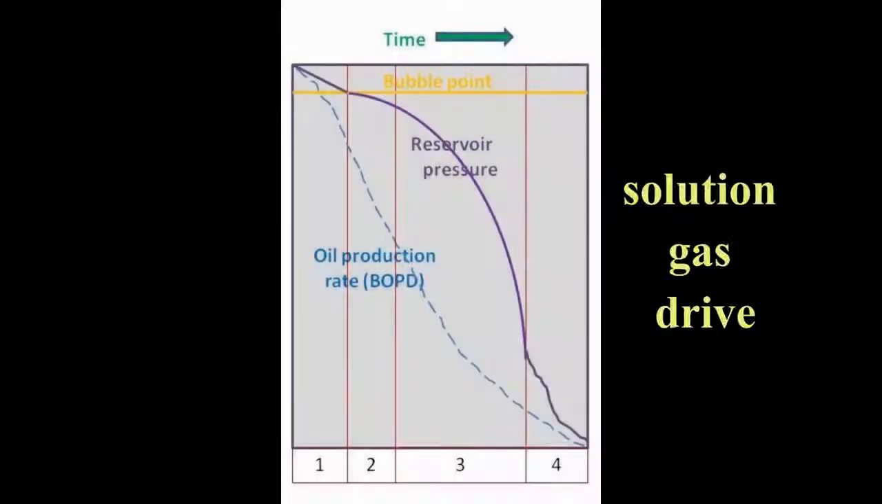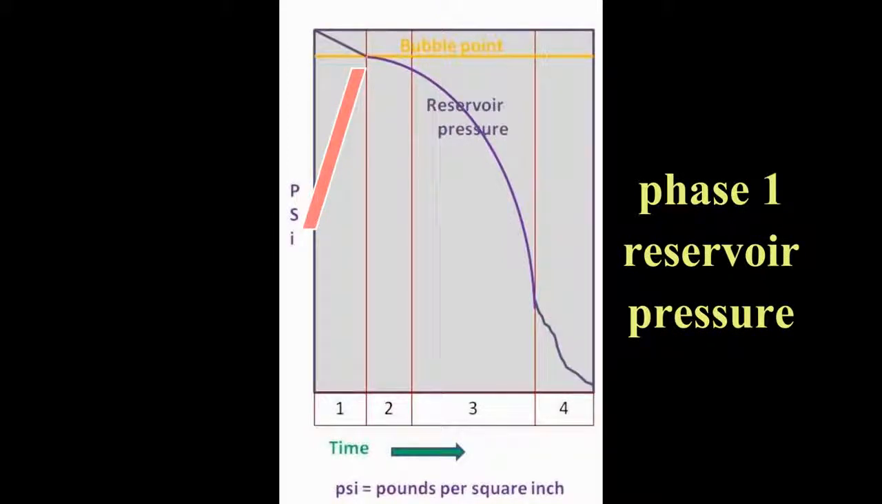To better illustrate, let's look at the 4 phases of a solution gas drive. In phase 1, the reservoir pressure rapidly decreases linearly to the bubble point pressure. As you can see from this illustration, pressure starts out as a straight line until it hits the bubble point pressure when bubbles are released from the solution gas. Above this bubble point pressure, there are no bubbles.